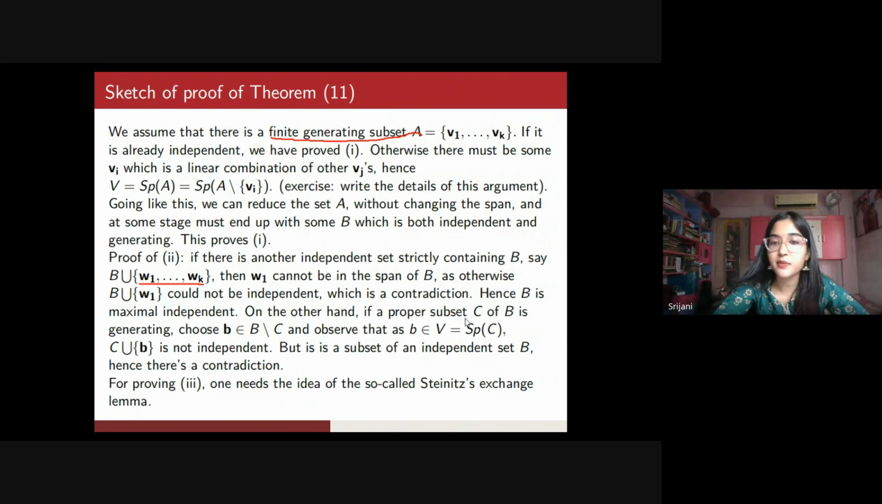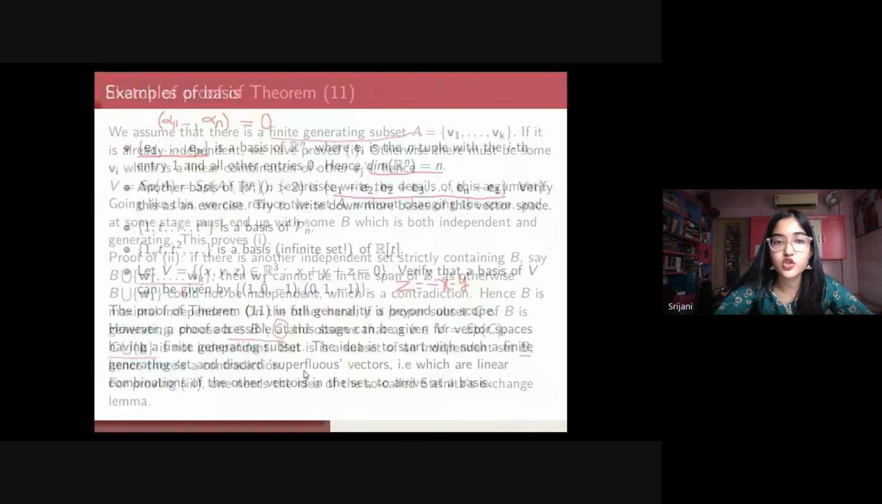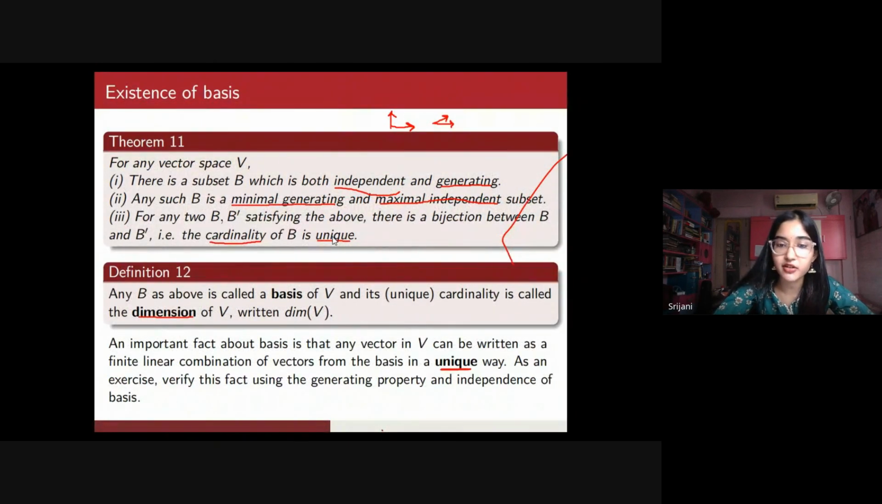Next, if there is a proper subset C of B which is generating, then this set B minus C is non-empty. So take some element b in this. Then b is in the span of C because C is generating. Then if b is in the span of C, then C union {b} is not independent. But C union {b} is a subset of B, which is independent according to our assumption. So this is also a contradiction. So it has to be maximal independent and minimal generating.